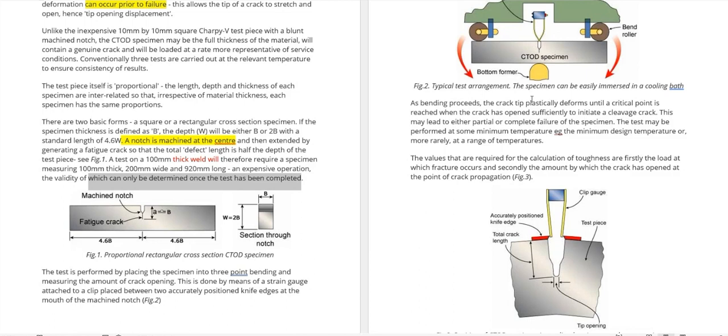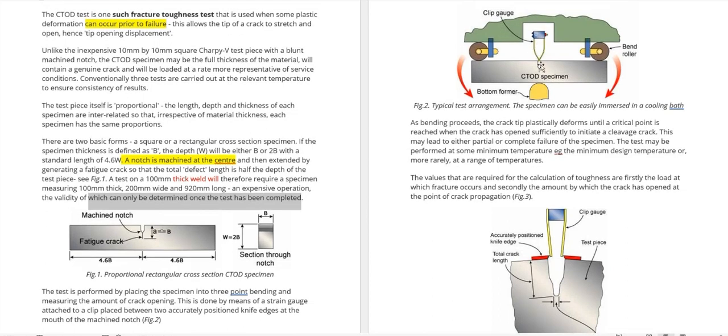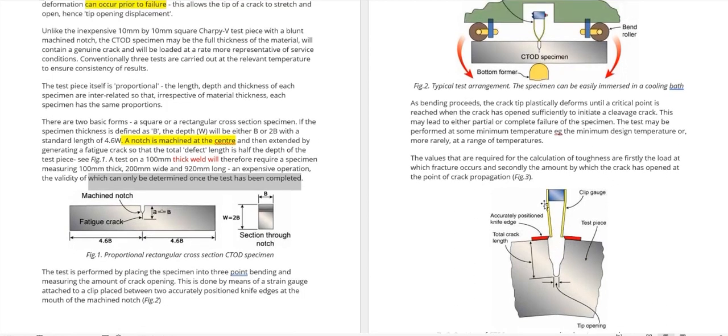And we measure the amount of crack opening. You can measure how the crack is opening once the load is applied. This is done by means of a strain gauge attached to a clip. So this is the strain gauge, attached to the clip. We can say this is the clip gauge. And these are the 2 knife edges. It is placed between the 2 accurately positioned knife edges at the mouth of the machine notch. This is the mouth of the machine notch, right? So at this machine notch, we can place the gauge accurately with the knife edges. This is a clip gauge. Whenever this mouth gets opened, you can measure the displacement.